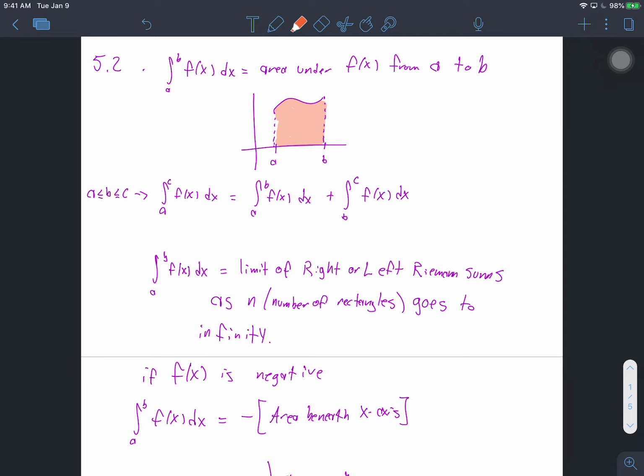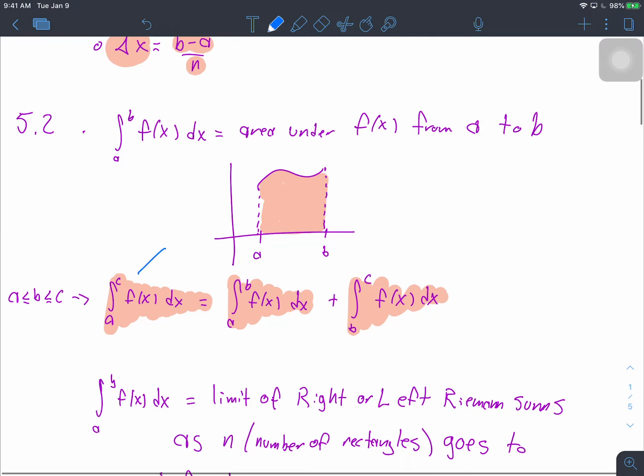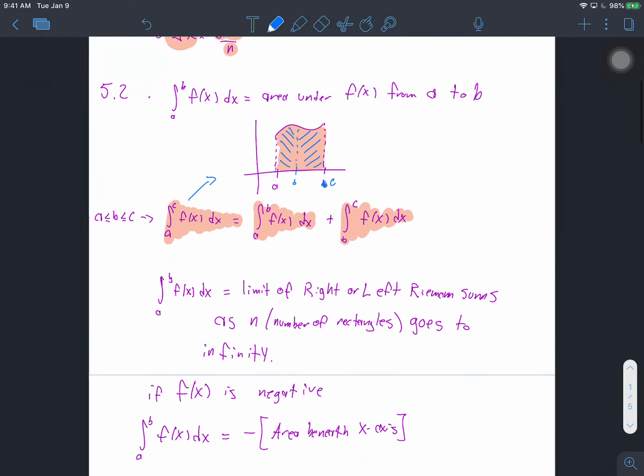Okay, and one important fact that we learned in this section is that if we take a is less than b is less than c, then the integral from a to c of f of x dx is going to be equal to the integral from a to b of f of x dx plus the integral from b to c of f of x dx. So, for example, on this graph, well, let me make this graph go from a to c here, and we'll put b somewhere in the middle. Then the area from a to c is just going to be the area from a to b, and then we add to that the area from b to c. And if we add those two areas, then we will get the orange one. So that's a fact that you should know.